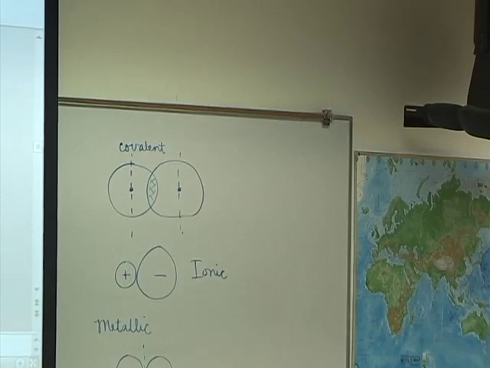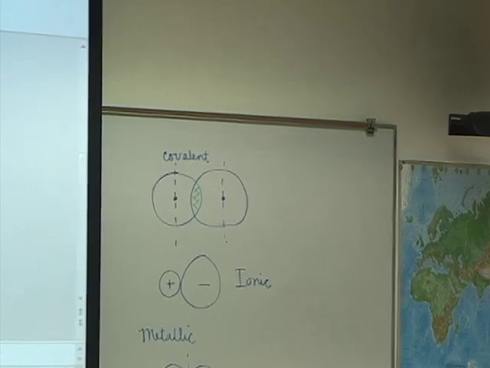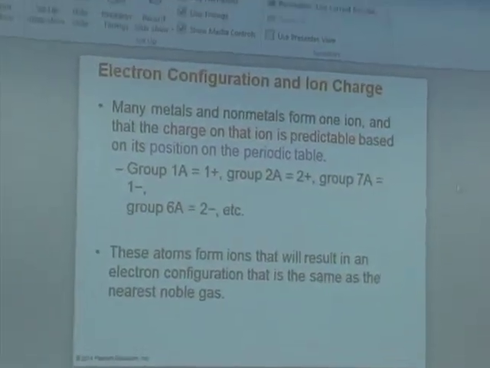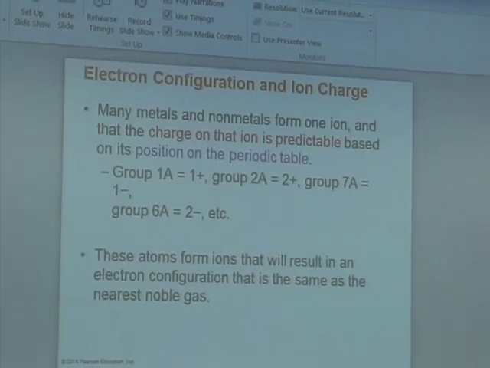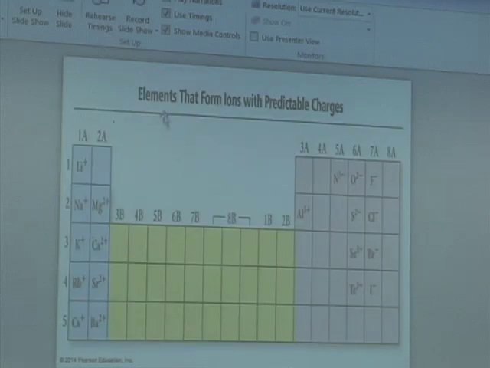And then as we look at the electron configuration and ionic charge of metals and nonmetals, metals and nonmetals form ions. Group 1A forms with group 7A, and group 2A forms with group 6A. Elements actually form ions with very predictable charges. You can infer all these properties just by taking a look at the periodic table.